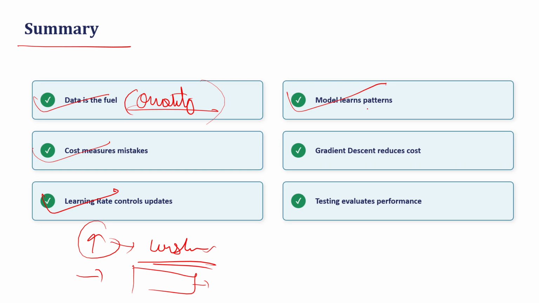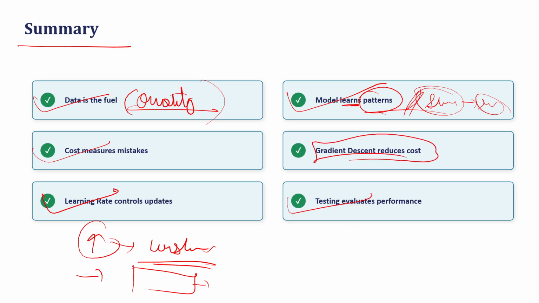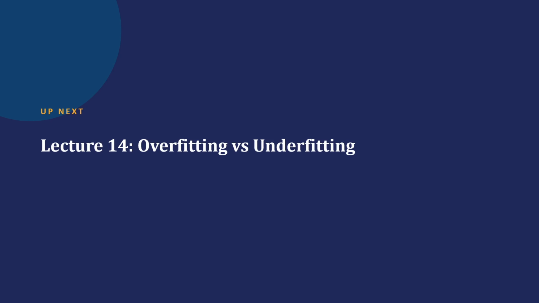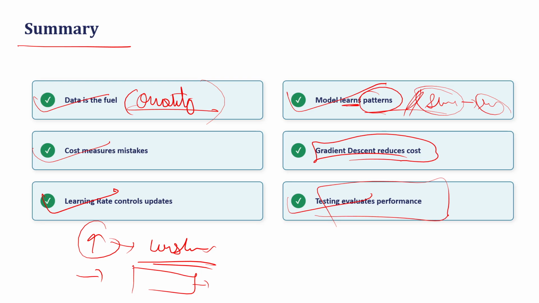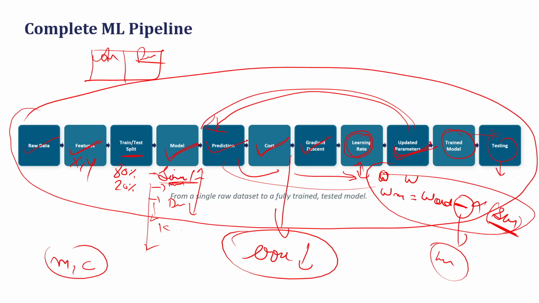The model learns from data, and learning in the data means you need to figure out the patterns, structures, or relations, so that on unseen data it can predict well. Gradient descent is to reduce the cost, and testing evaluates the performance on unseen data. In the next lecture I will discuss overfitting and underfitting. As of now we have discussed the overview of the different components in the end-to-end machine learning training pipeline.